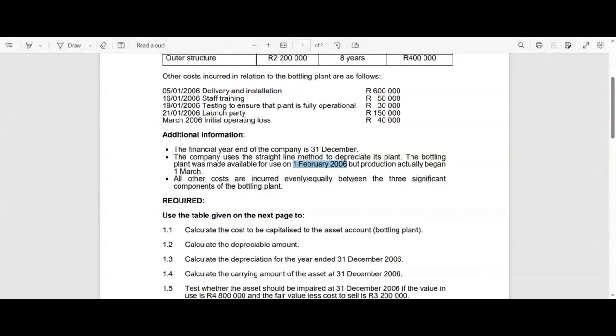But for some reason, we delayed our production. We actually only started our production from the 1st of March. And just to add insult to injury, we also incurred a little loss during that month of March. Anyway, ladies and gentlemen, so my question now: the 2nd of January, the 1st of February, or the 1st of March, when are we going to start our depreciation process?